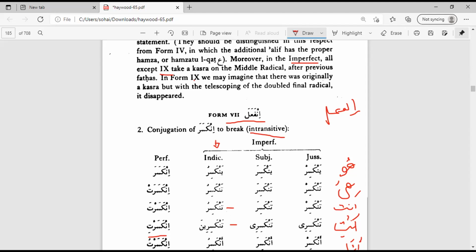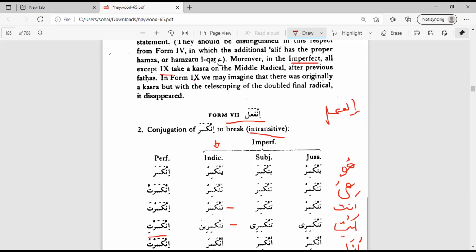So for example, here it's going to be kasara al waladu ma'idatan. The boy broke the table. The boy is the fa'il here, the doer. Here it's like a passive, so it's not going to require a subject. So it's going to be inkasarat al-ma'idatu. The table broke. That's the difference. Does that make sense?